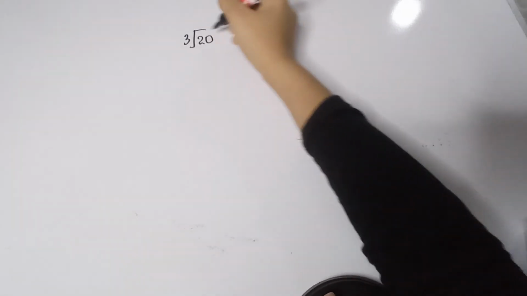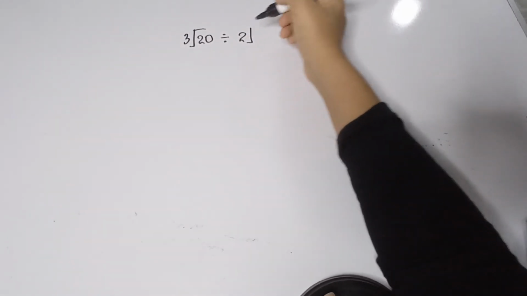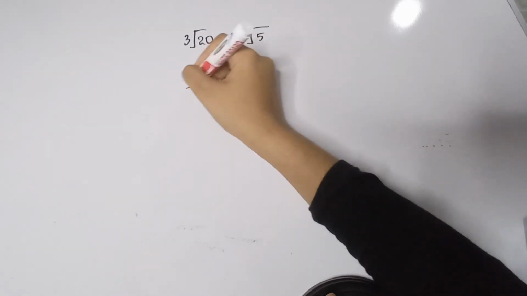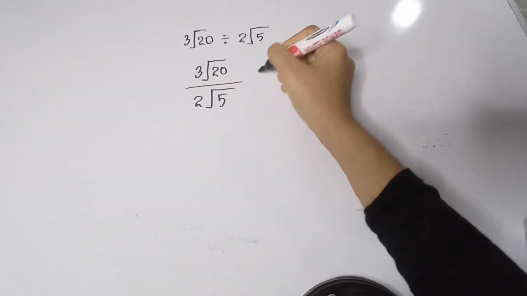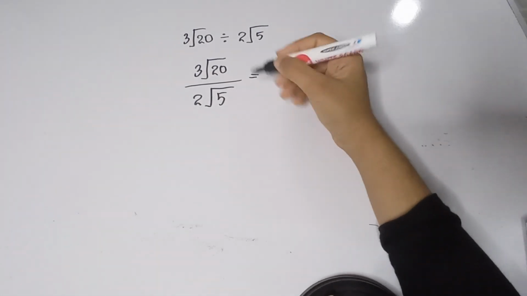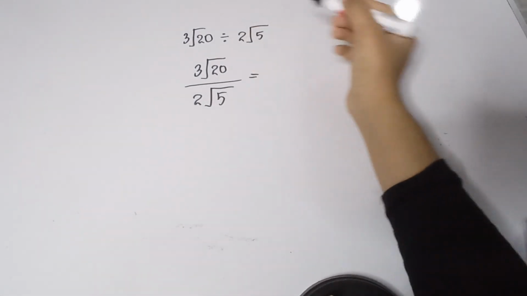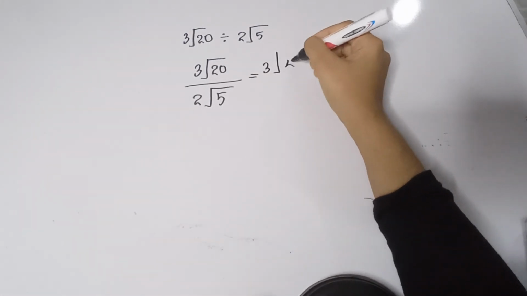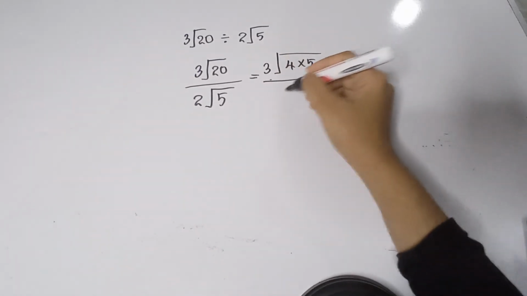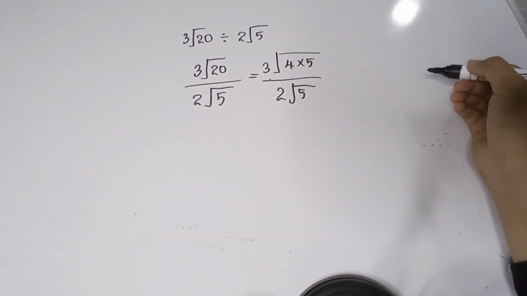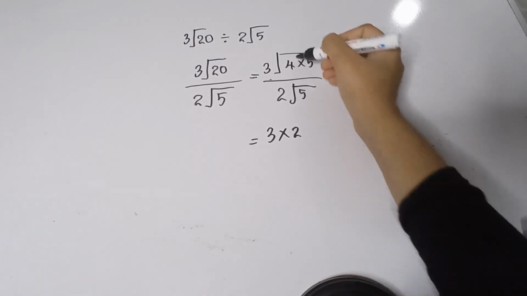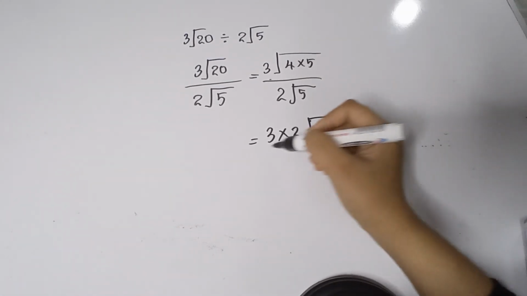Have a look at this example. I'll take 3 root 20 divided by 2 root 5. So I can write this as 3 root 20 upon 2 root 5. Listen very carefully. Now 3 root 20, I told you this is a surd. And this is 20. I can still write 20 as 4 times 5. And here 2 root 5. So didn't you notice this 4 is a perfect square? I can take out 3 into 2. The square root of 4 is 2 and the square root of 5 is standing alone.